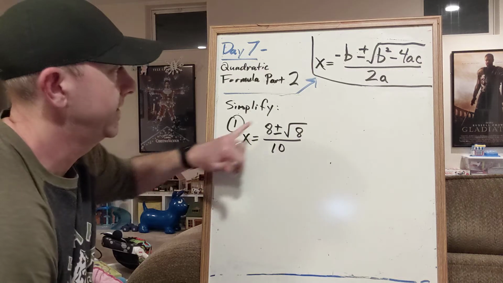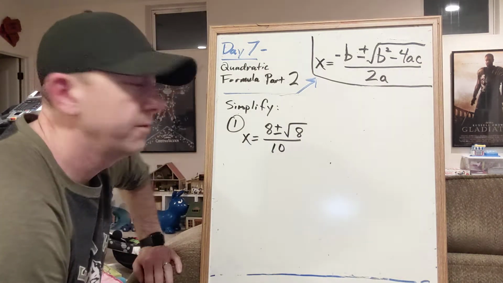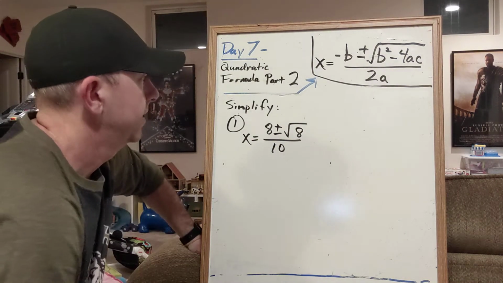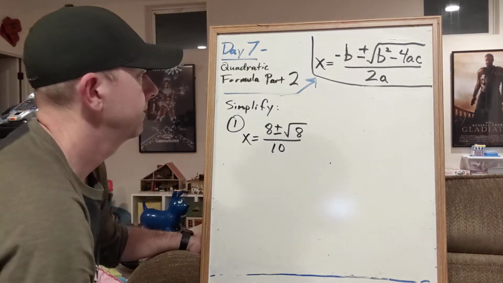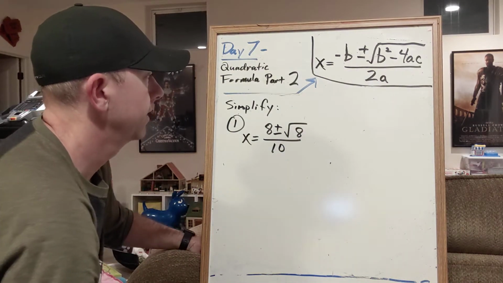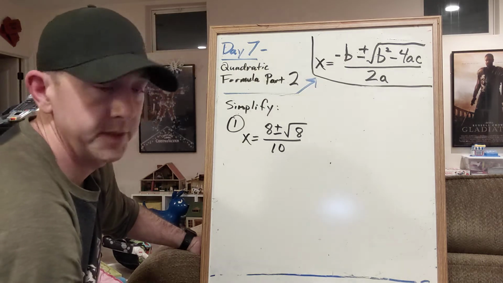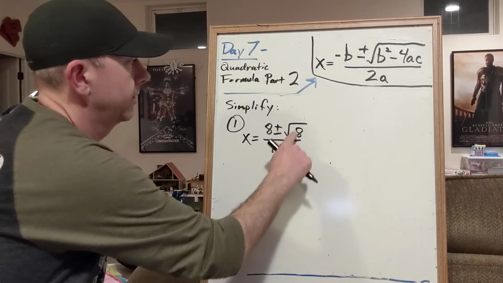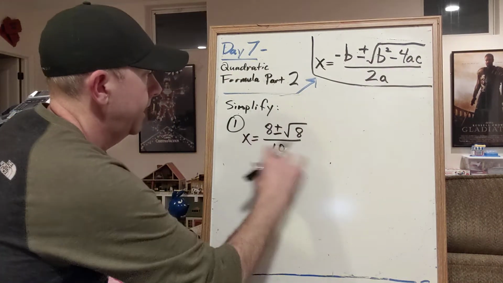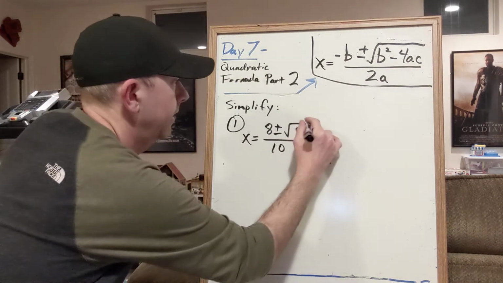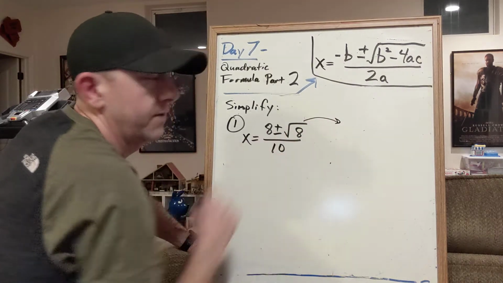At the end of a quadratic formula question, sometimes you're going to have a perfect square underneath the radical. That's what we had on our work from the other day. Today it's going to be a little bit different. Today we're going to have the square root of a non-perfect square, so we've got to simplify that. Right now, there's nothing we could do with this other than simplify the radical.